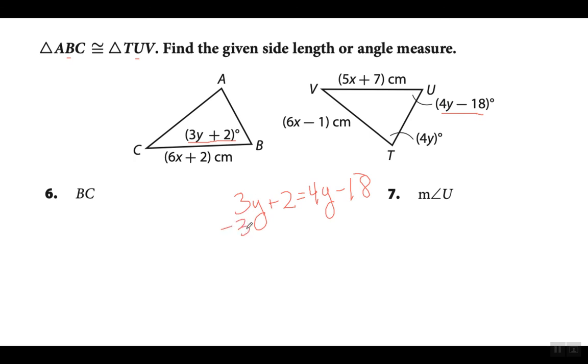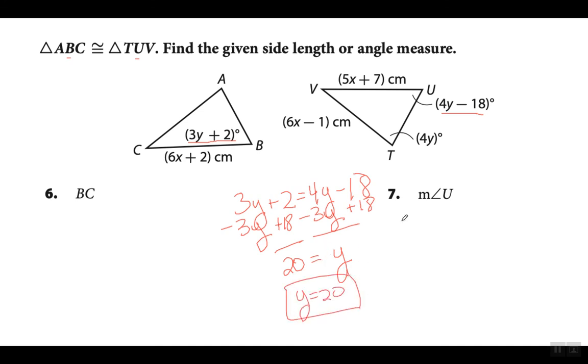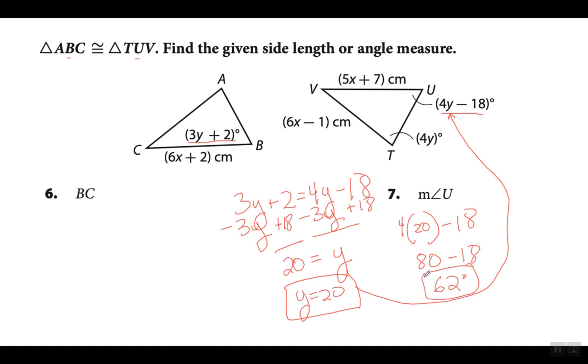Okay, now I'm going to move 3y to the right by subtracting it. It's going to give me y. And I'm going to move the minus 18 to the left by adding it. So y equals 20. So to find out what the measure of angle U is, I'm going to substitute y equals 20. So it's going to be 4 times 20 minus 18. 4 times 20 is 80. 80 minus 18. I know 80 minus 20 is 60. So minus 18 has to be 62. So the measure of angle U has to be 62 degrees.